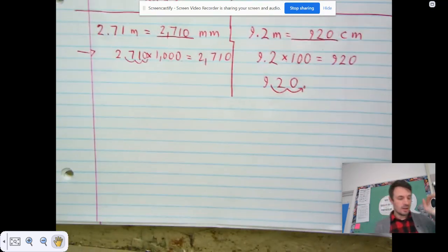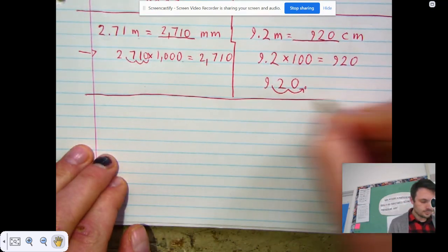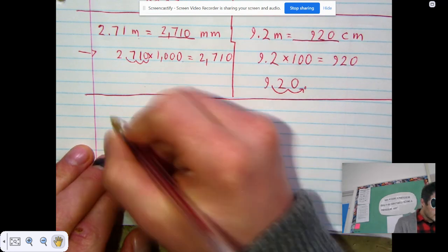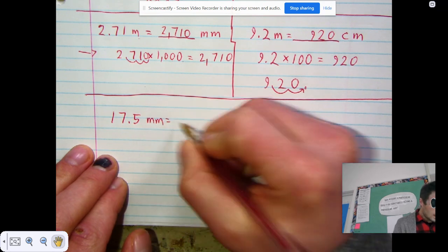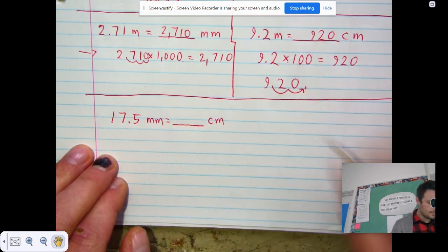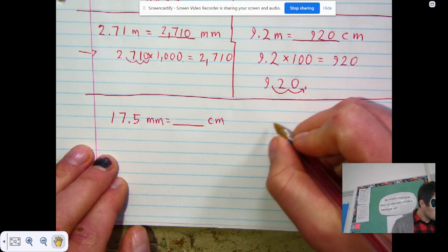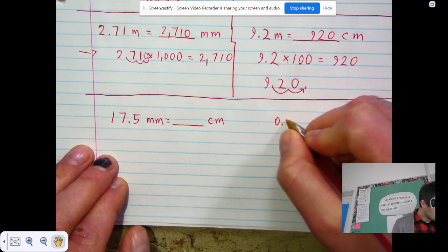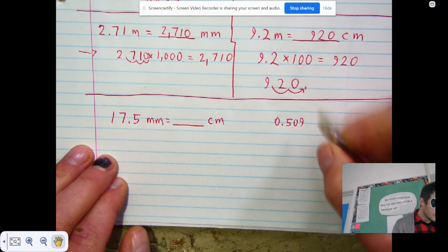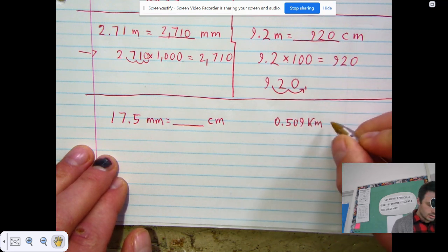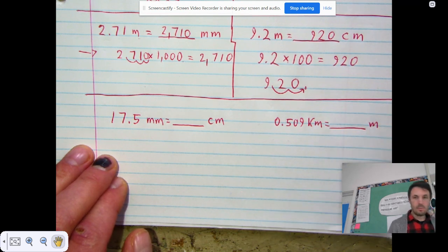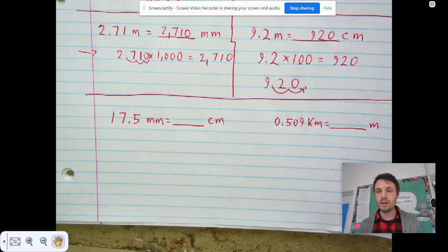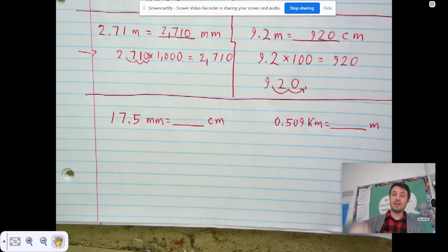I'm going to go ahead and give you some independent practice problems now. Let's say we have 17 5/10 millimeters. How many centimeters is that? And then also, let's say we have 509 thousandths of a kilometer. How many meters is that? Okay, do those two for your independent practice, and then click on the video attached under this one to see if you did them correctly, and I will see you there.